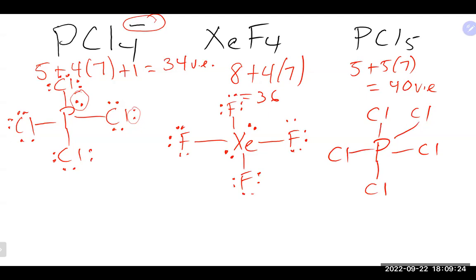And again, we'll distribute our electrons on the outside. And I think once we get through here and fill it up, that now should be 40 electrons, and the phosphorus again has 5 electron pairs, or 10 electrons in this case.